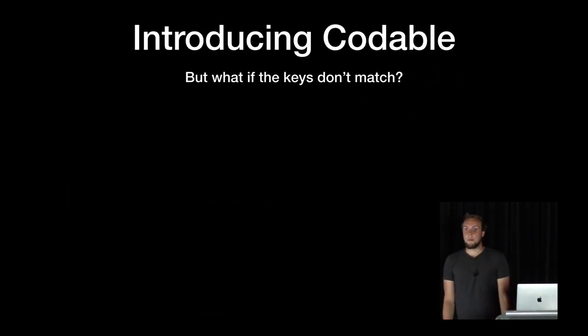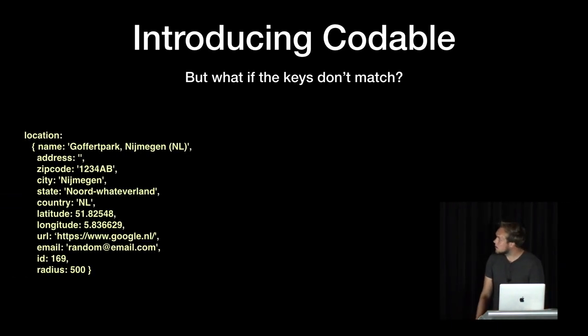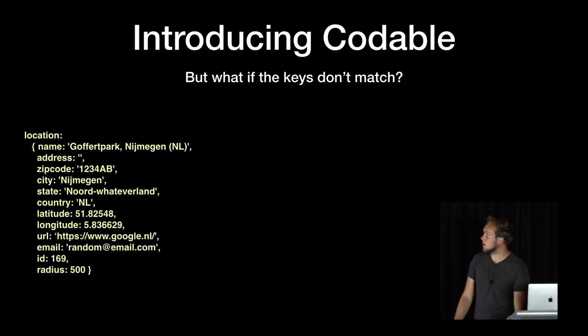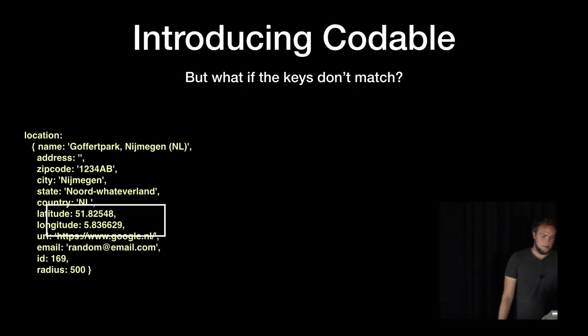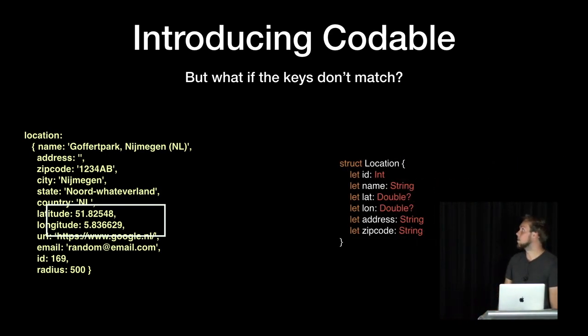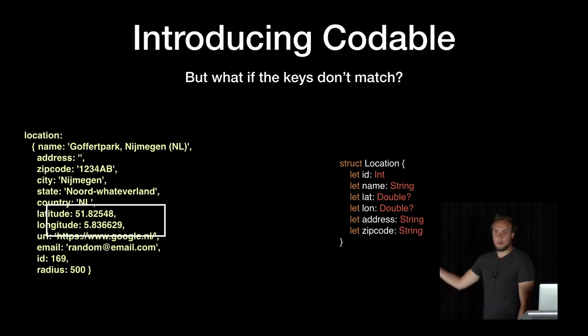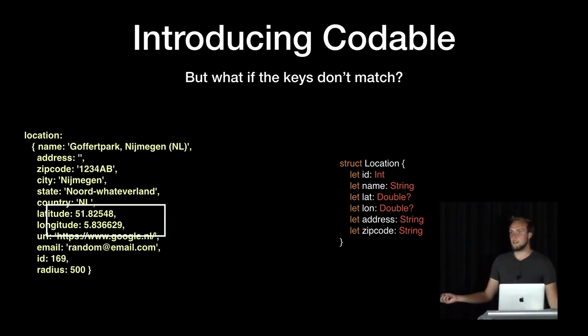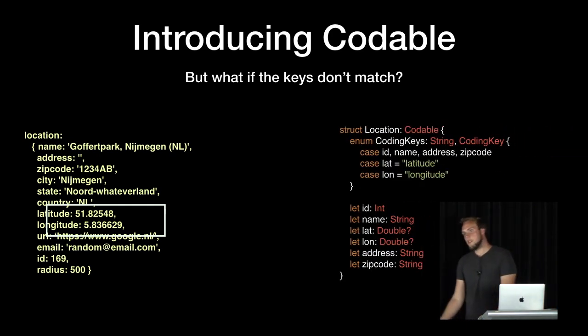So what if these keys do not match? What if they're totally different? Like, imagine this JSON object, where there's a location there, and we have the latitude and the longitude. And, being lazy developers, we didn't want to write latitude and longitude in our struct, because lat long is enough. This, of course, wouldn't really work. The lat and long would always be nil because they don't match anything in the JSON file. So what do? You give it a little bit of help.